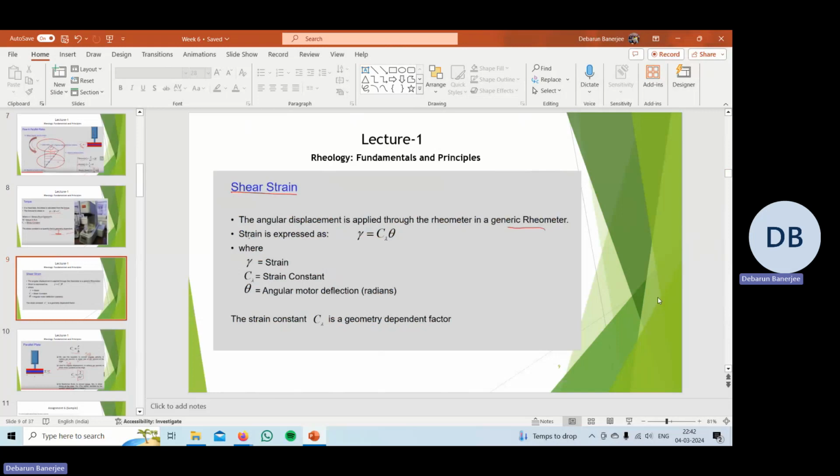Shear strain: the angular displacement is applied through the rheometer in a generic rheometer. Strain is expressed as gamma equals C lambda into theta, where gamma equals strain, C lambda equals strain constant, and theta equals angular motor deflection in radians. The strain constant C lambda is a geometry factor.